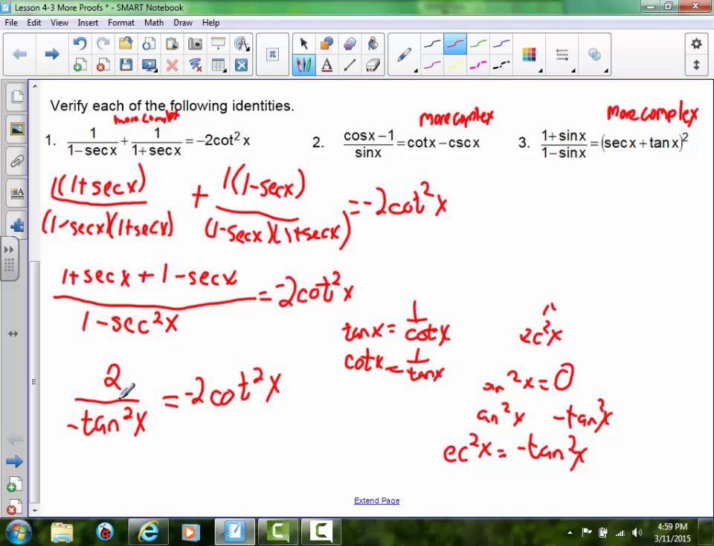So since tangent is on the bottom here, I could replace tangent squared x in the denominator with cotangent squared x in the numerator. So I'm going to write 2 times cotangent squared x, sorry, negative, because it was negative tangent, is equal to negative 2 cotangent squared x. And that simplifies to negative 2 cotangent squared x is equal to negative 2 cotangent squared x.